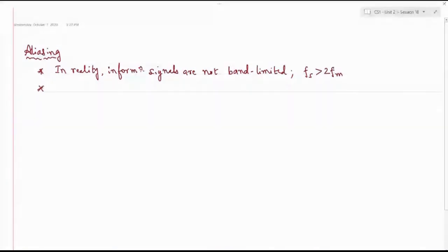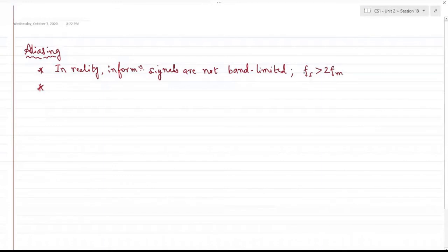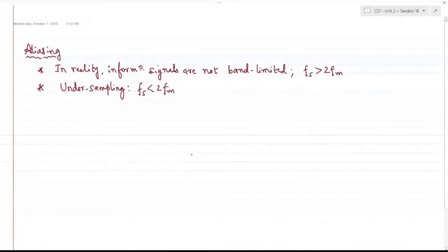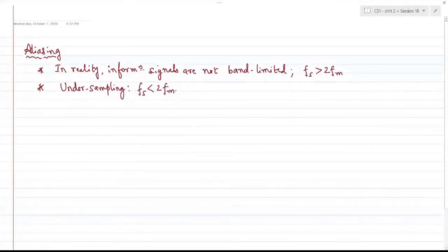So aliasing will happen in spite of keeping a sampling rate much greater than twice fm. But aliasing will obviously also happen in case of undersampling, where you mistakenly keep your sampling rate less than twice the maximum frequency. So it's very important to identify the maximum frequency content in the information signal using your spectrum analyzer or any other tool which gives you the frequency content of a signal, and keep your sampling rate much higher than twice that.